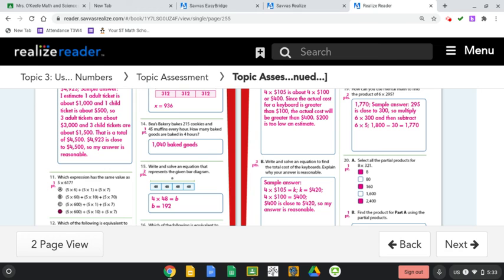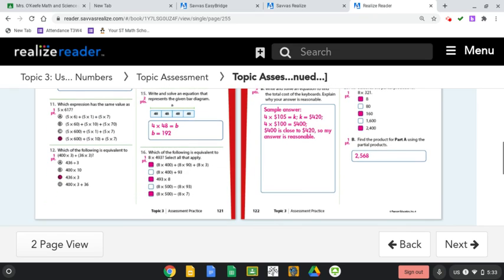How many baked goods are baked in 4 hours? So in order to do that, obviously, you'd have to find out cookies and muffins together and then multiply it by 4 to get that answer. Number 15, write and solve an equation that represents the given bar diagram. So what do they have here? They have 1, 2, 3, 4. They have 4 48s. So 4 times 48 is B, and B is 192.